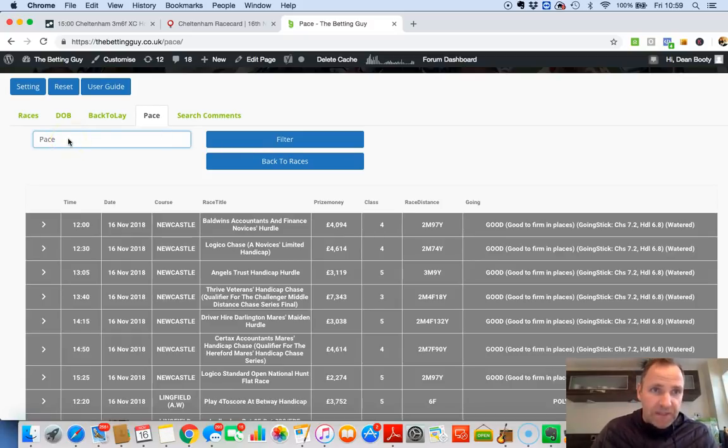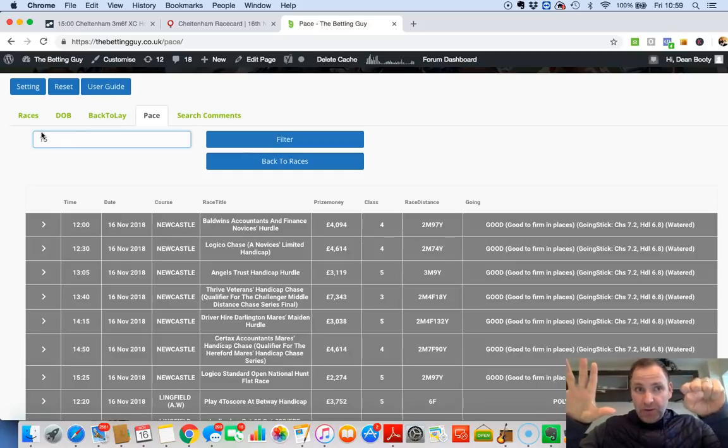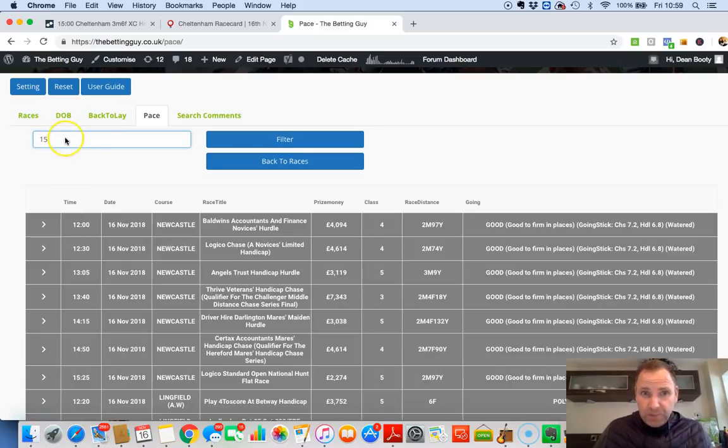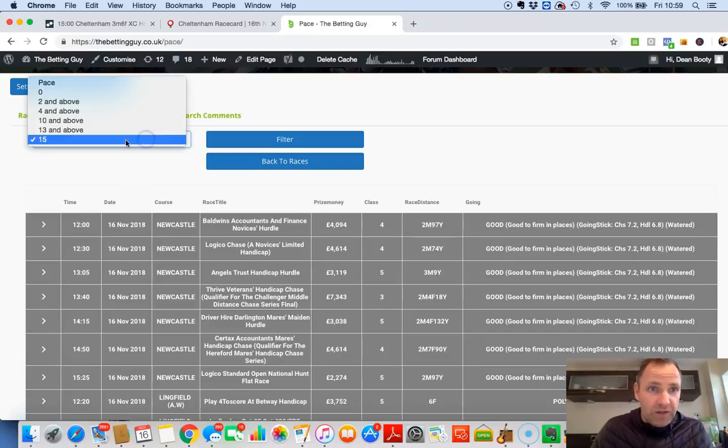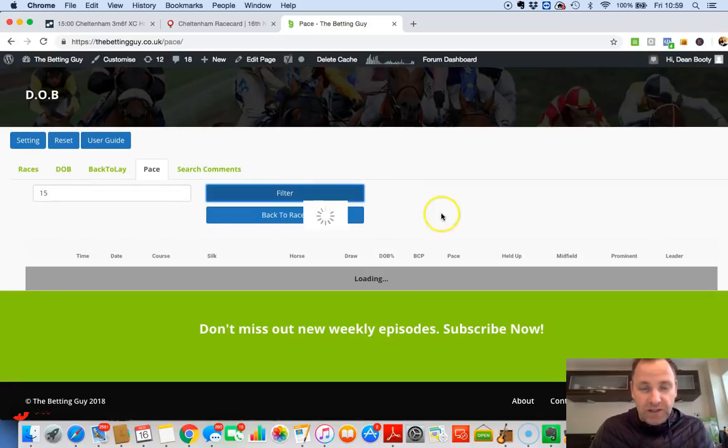Okay, so the pace angle. First of all, we're going to search 15. Long story short, a 15 means that the horse has led the last 3 times, because for every individual run we score the pace angle up to 5, with 5 being led and 0 being held up. It's scored out of the last 3 runs, so if it's got 15, it's been given a 5 for leading, a 5 for leading, a 5 for leading. So we go, show me 15s, filter for today's races.